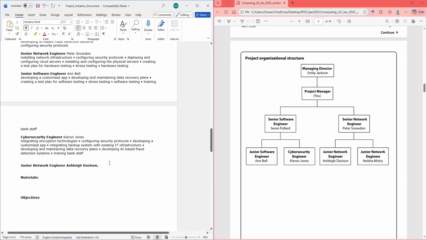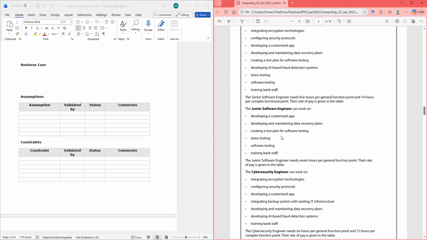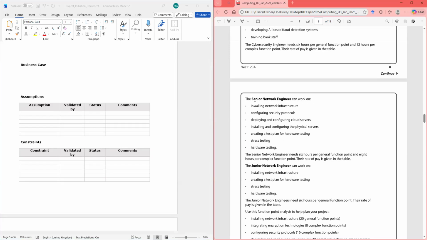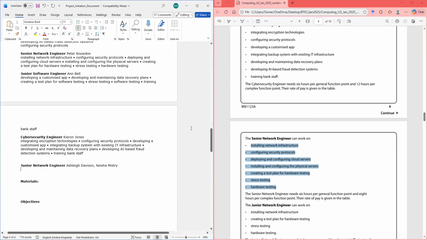I'm copying. So we do Nisha. Mystery. Right, and we go back down to juniors. Network engineers. We just copy and paste all of this. If you look at the Gantt chart, most likely they're doing all of this anyway. So when you're in the exam, just copy and paste it over.